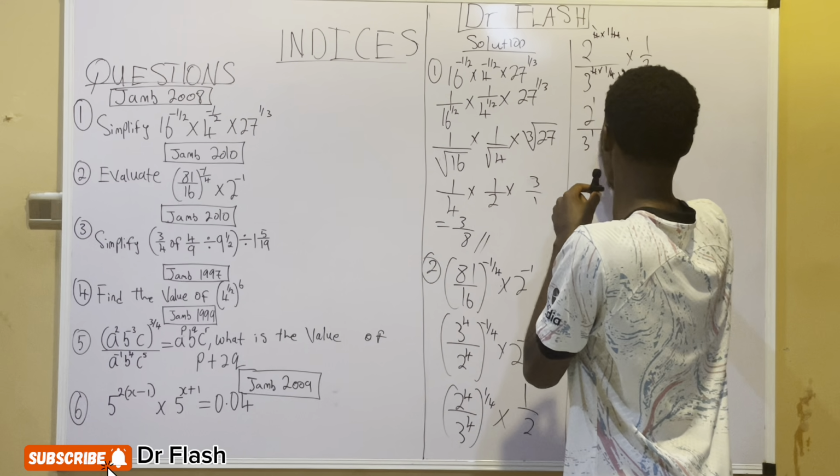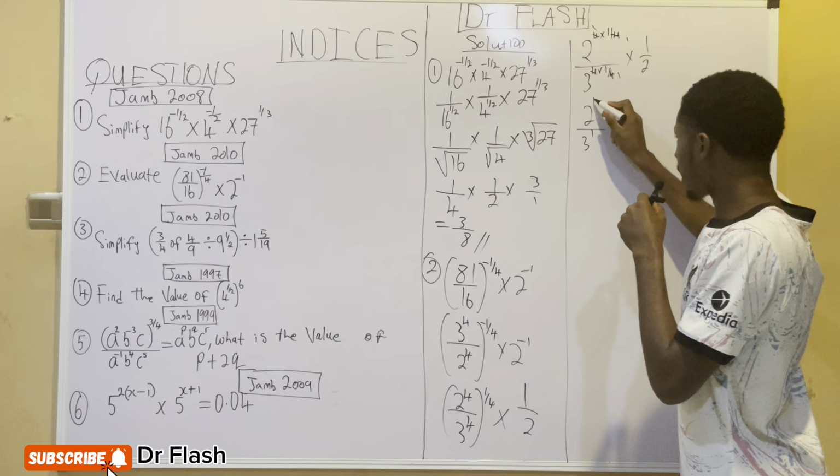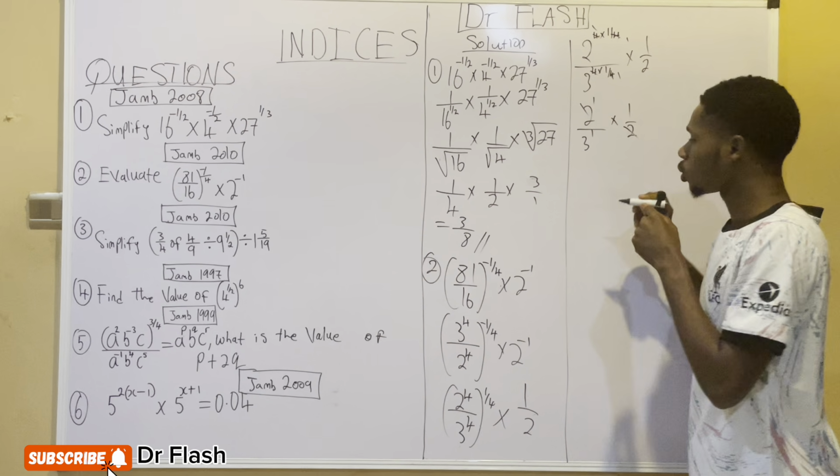We're left with what now? 3 raised to power 1 times 1 over 2. Can we simplify this further? Yes. 2 to the power of 1 is 2, and 2 cancels 2. What are we left with?